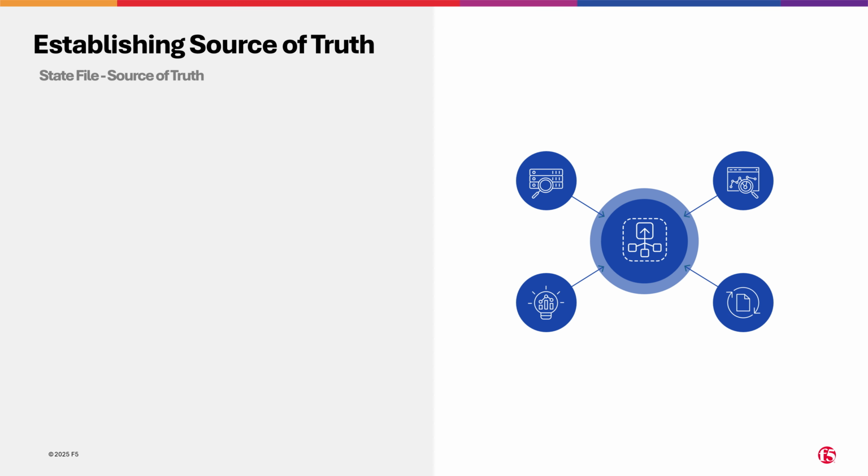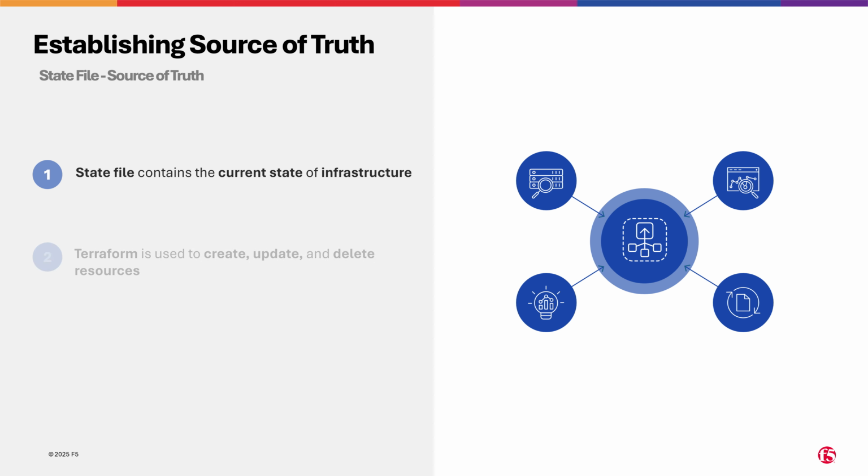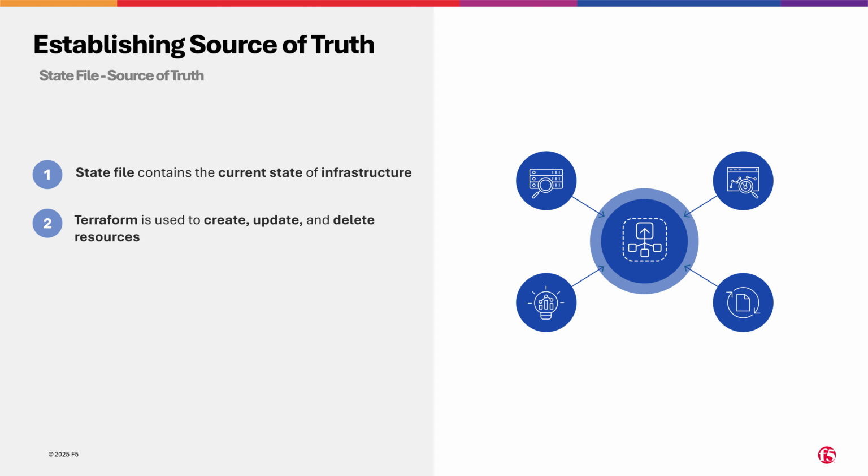When using Terraform, the state file is the source of truth. It contains the current state of your infrastructure and is used to determine what changes need to be made. Always use Terraform to create, update, and delete resources, and avoid making manual changes directly on Big IP. Manual changes can lead to configuration drift, making it harder to manage and recover your infrastructure.